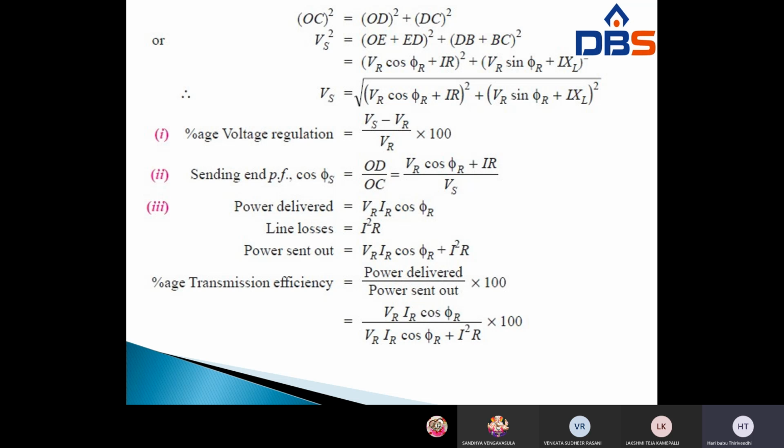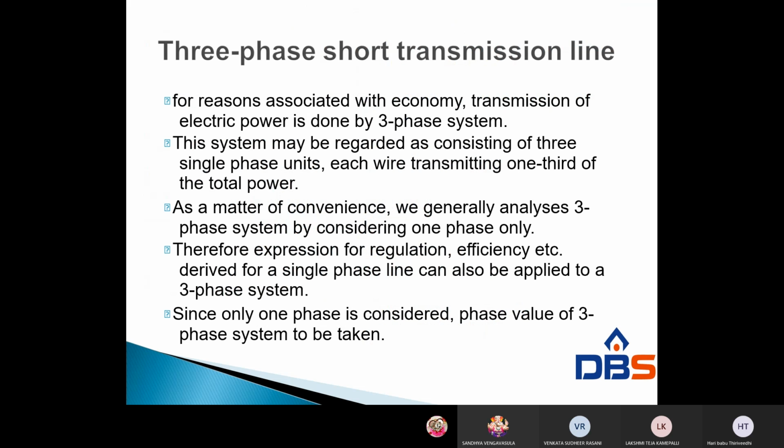In this way, we have to calculate voltage drop, sending end voltage, sending end power, line losses, and transmission efficiency, right? Now, this is for single phase, the performance of a single phase short transmission line. Suppose they give three phase, how do we calculate it?